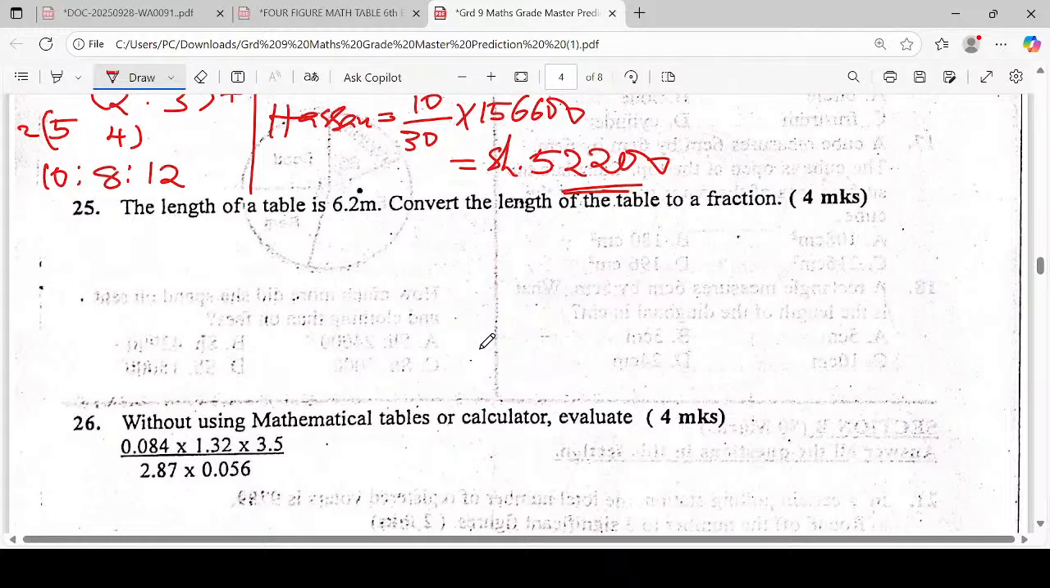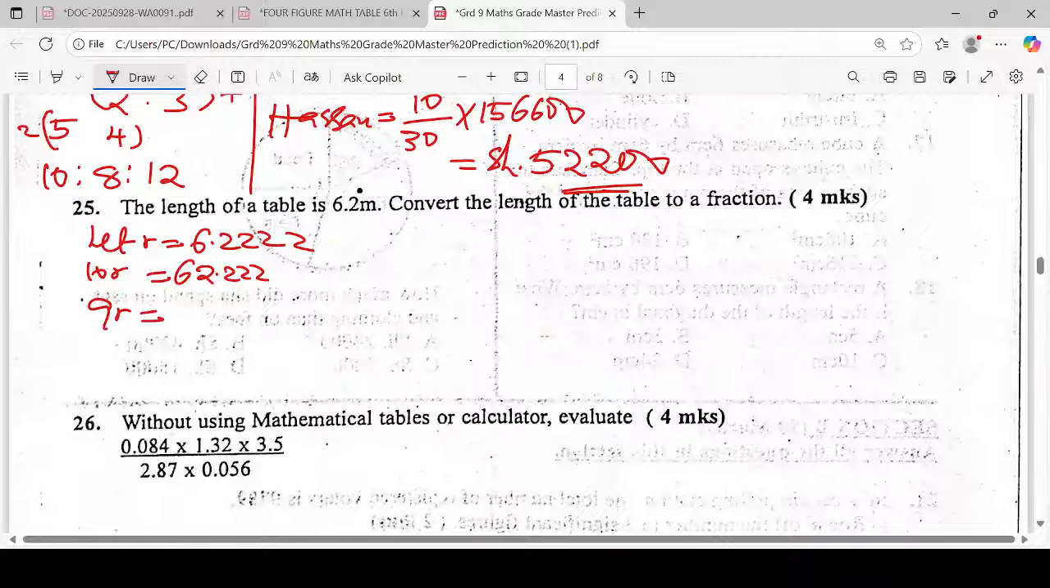So we can say let R be equal to 6.2222. Then 10R will be 62.222. Then when you take 10R minus R, that will be 9R, being equal to 62.22 minus 6. That's going to give you 56. Then R will be given as 56 over 9.